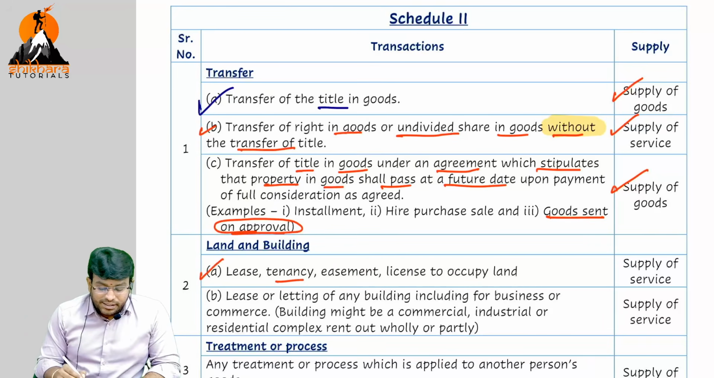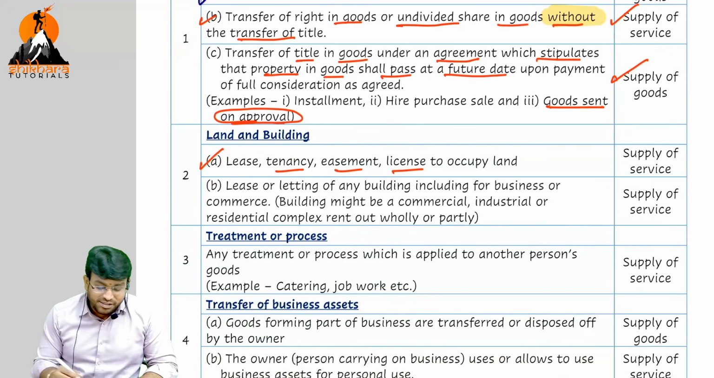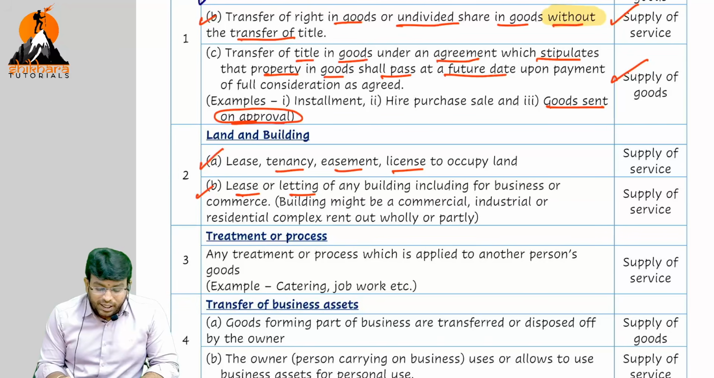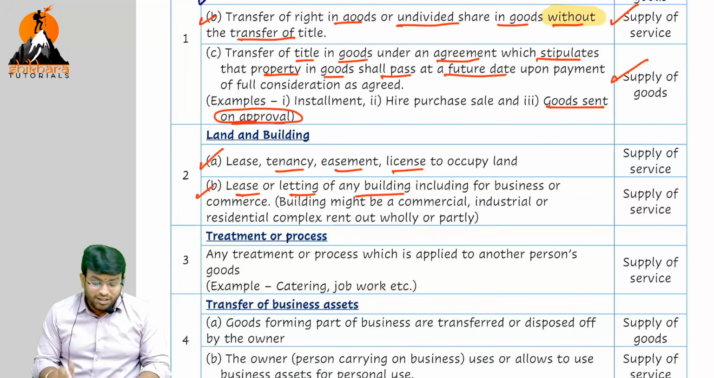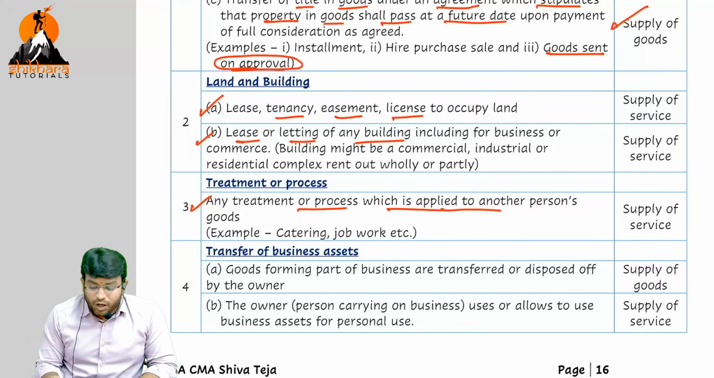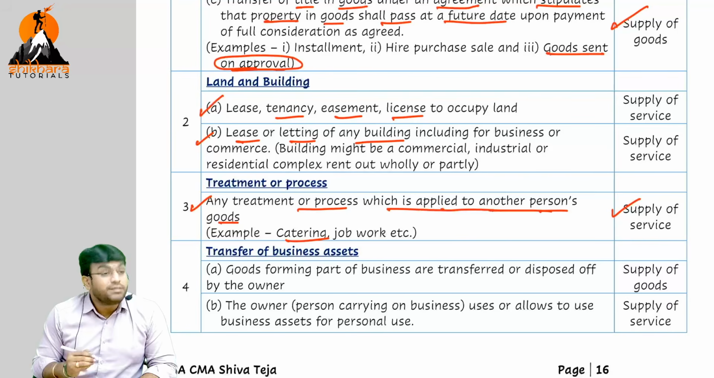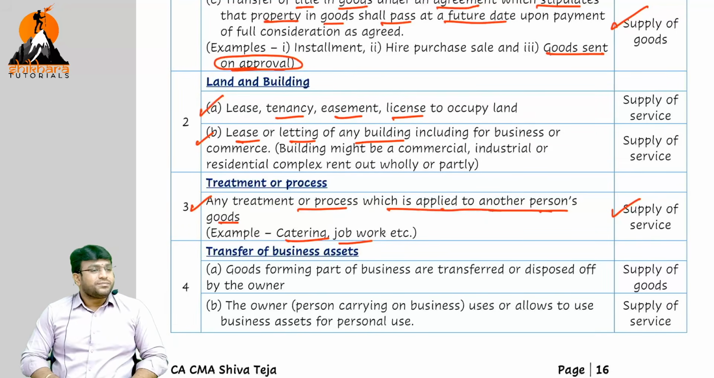Lease, tenancy, easement, license, obviously they'll all become service. Lease or letting out of any building, giving the property on rent, that is also service only, no sir. Any treatment or process which is applied on some other person's goods is supply of service. Catering, service. Sir, what is job work?